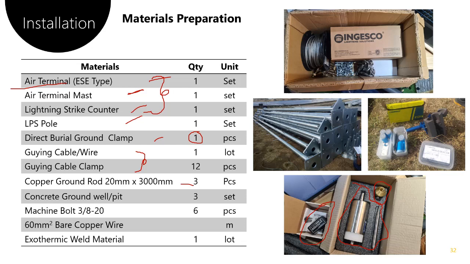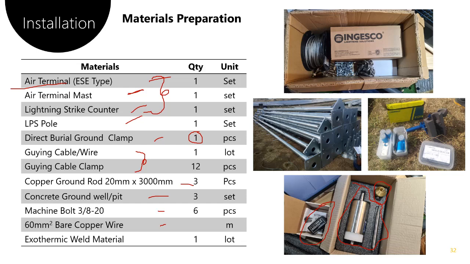So again, that's why I'm saying in more dry areas, I do not buy a ground pit. I construct my ground well pit. So machine bolts, then a 60 mm bare copper wire, used as a down conductor and for the grounding.